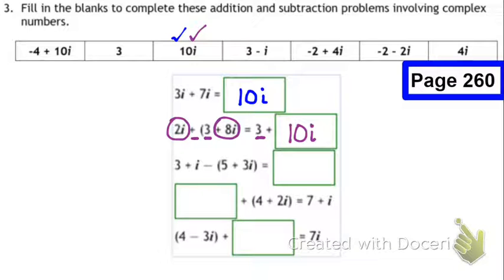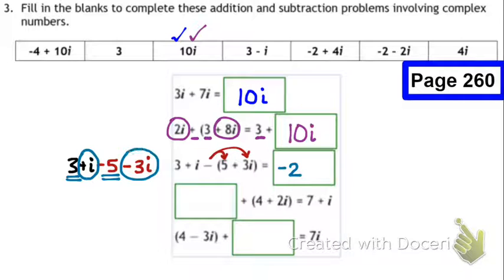Distribute the negative in the next one down. What do I get when I distribute that negative? Negative 5 and negative 3i. What pieces can we be combining? 3 and negative 5. What will that combine to give me? Negative 2. Anything else I can combine? i and negative 3i. What do I get when I combine those together? Negative 2i. Is that one of the choices from up above? Yes, it is. Right here.